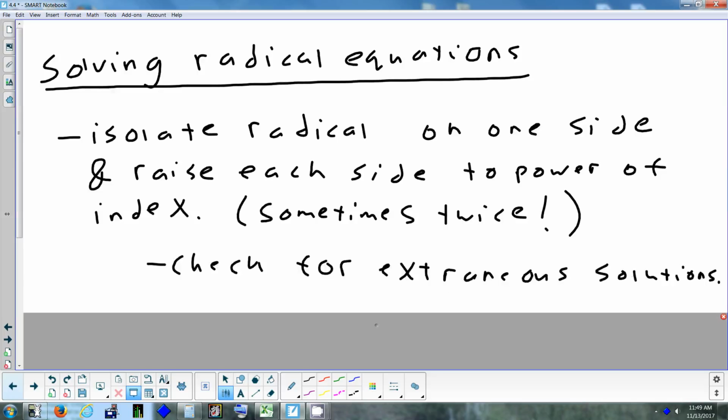And you always have to check for extraneous solutions. Because when you start raising both sides of an equation to a power, it's not that it's wrong, but you can change the equation in a way that you create an extra answer that shouldn't be there. So you always have to check for extraneous solutions.